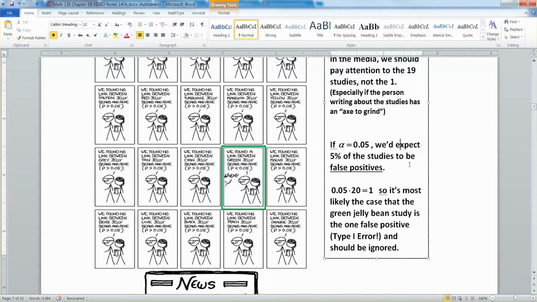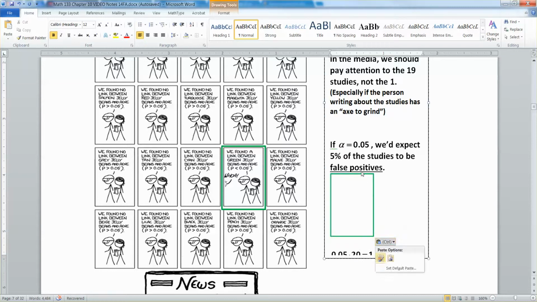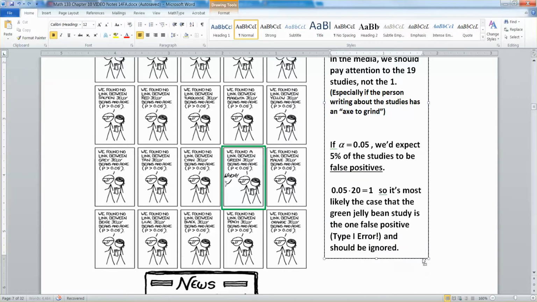If alpha was set at 0.05, we'd expect 5% of these studies to be false positives. Type 1 error is a false positive. So how much is that? 5% of 20 is 0.05 times 20, which is 1. So it's most likely the case that the green jelly bean study is the one false positive that we're seeing. It's a type 1 error, and we should ignore it, not talk about it ad nauseam on the news, right?